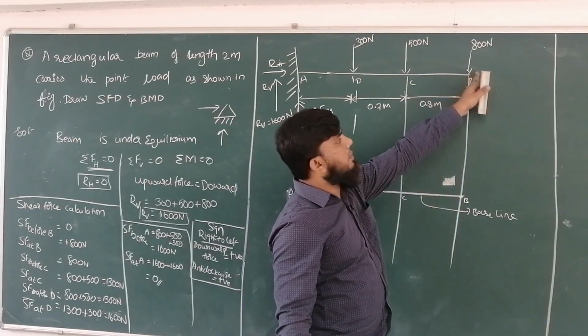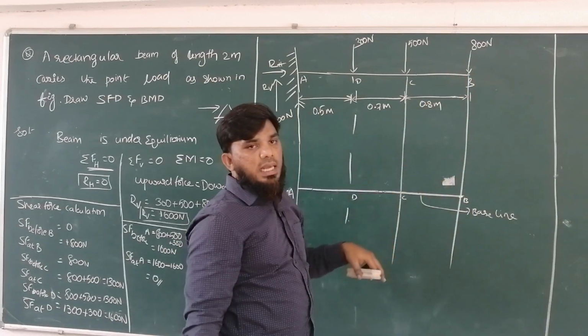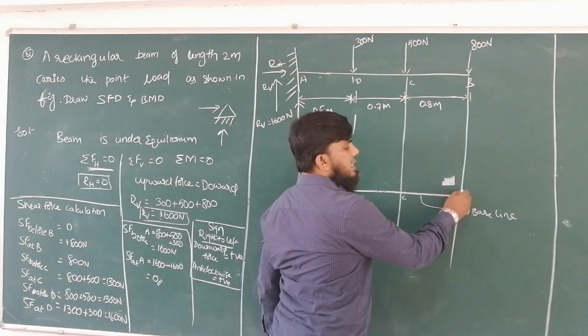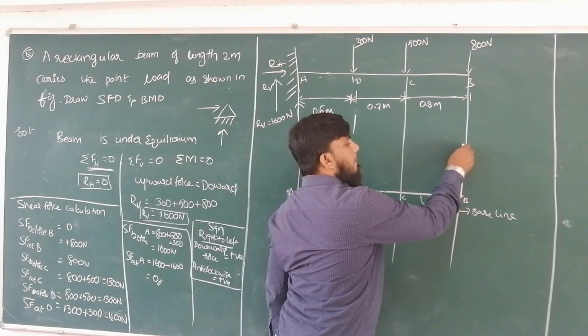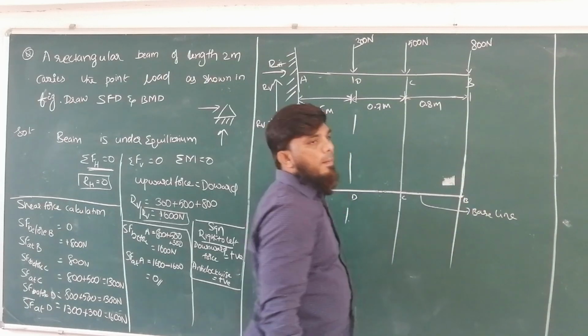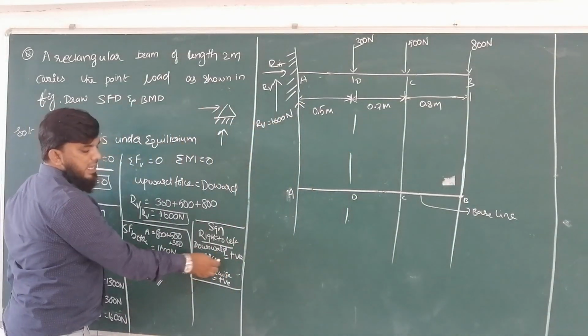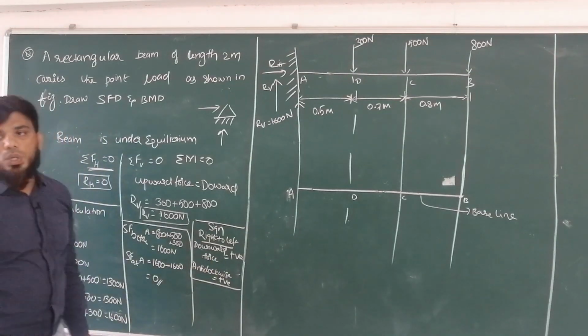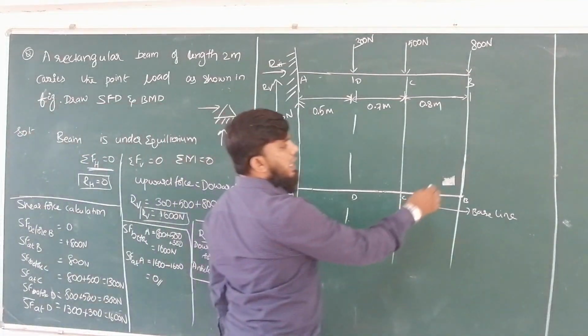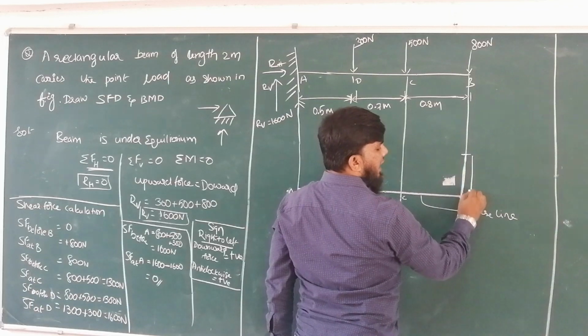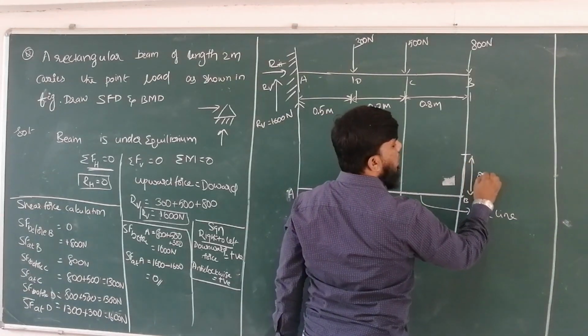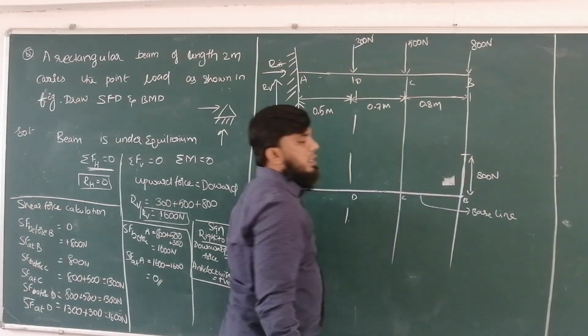Exactly at point B, 800 load is acting. What is that 800? 800 is acting downward, which means you have to go in the positive direction. Why, sir? Because here we have considered the sign convention: downward force is equal to positive. So I am going till 800. The value of this length will be equal to 800 Newtons.